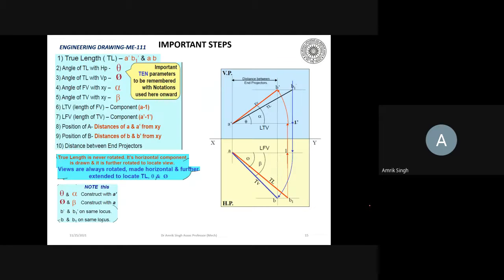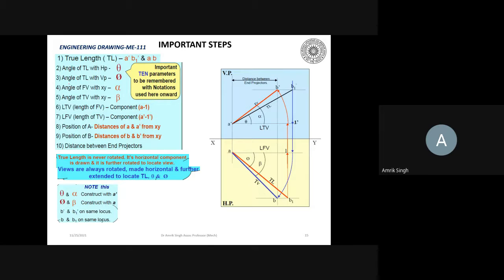ठीक है? चलो, नाउ दीज आर द इंपॉर्टेंट स्टेप्स जो हमने पढ़ा है, उसकी समरी है. द ट्रू लेंथ इज डिनोटेड बाई ए बी एंड ए डैश बी डैश B1. ठीक है? सो इसको डिनोट करने के लिए ये ट्रू लेंथ का ये नोटेशन याद रखना आपने. एंगल विद द ट्रू लेंथ विद HP इज थीटा. एंगल ऑफ द ट्रू लेंथ विद VP इज फाई. ये भी हमने बताया ना. दीज आर द 10 इंपॉर्टेंट पॉइंट्स विच यू हैव टू रिमेंबर.